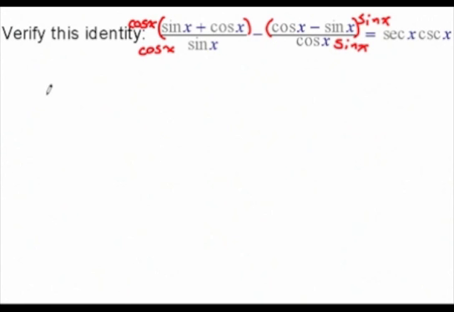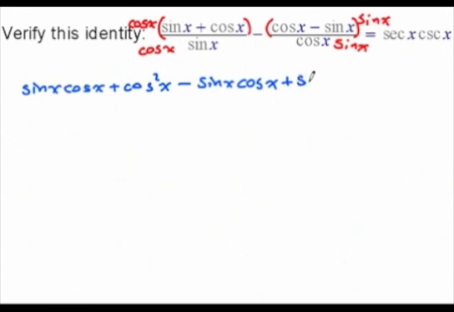Alright, distribute it out, write it over one common denominator. We're going to have sine of x cosine of x, plus cosine squared of x, minus, and we've got to be careful over here, this minus is going to get distributed. So it's going to be minus sine of x cosine of x, plus negative times a negative, sine squared of x, all over sine of x cosine of x.